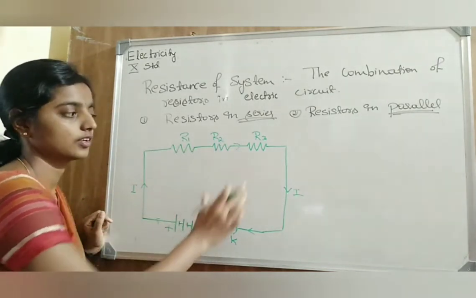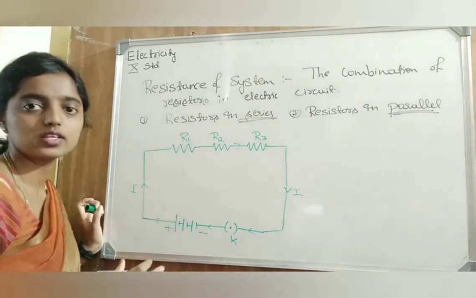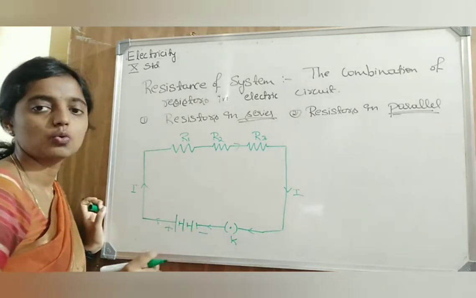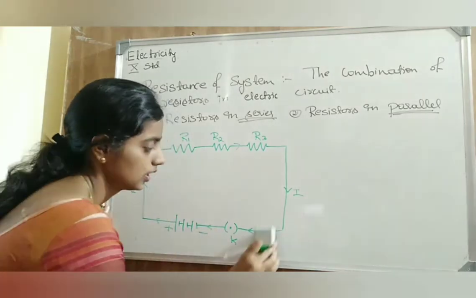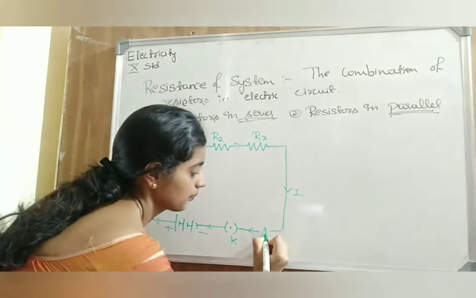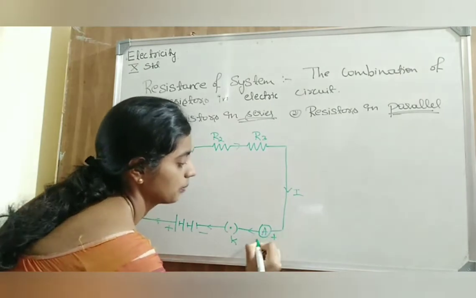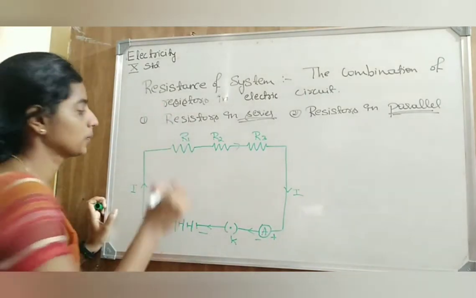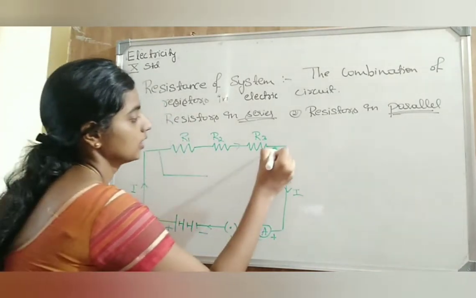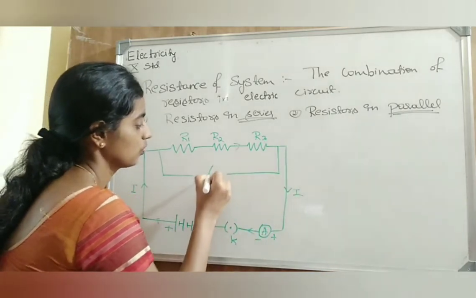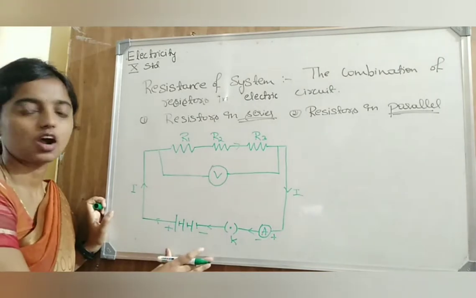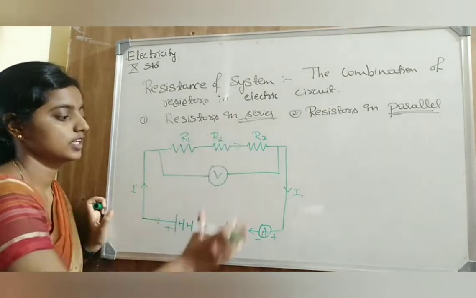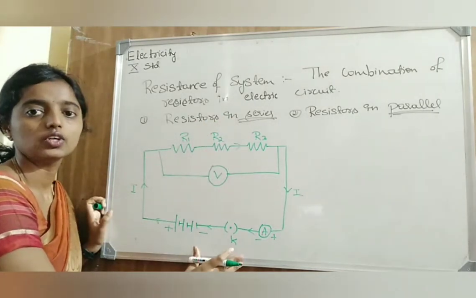Now in an electric circuit we use devices to measure readings, right? What are the two main readings? One is current, that is the ammeter. Let us connect it somewhere here. The next one is the voltmeter. Let us connect the voltmeter between these two resistors. This is how resistors in series look in a circuit diagram.